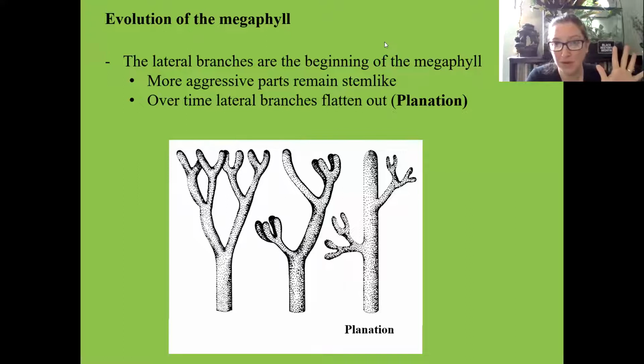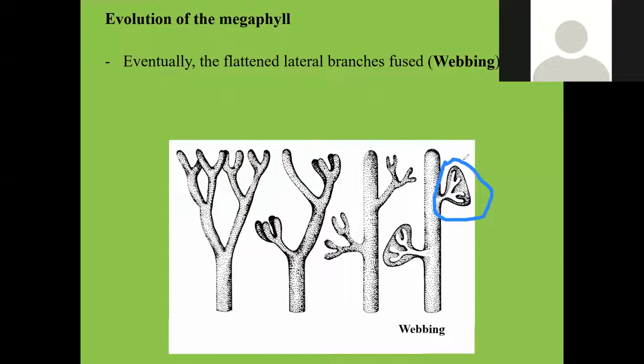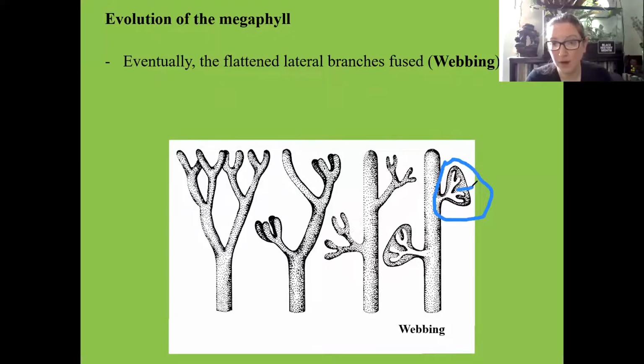So when I put my hands out to make them flat, that's kind of what this here is trying to show you. These branches just kind of flattening out. And that's the second step of the evolution of megaphyll. Last but not least, the flattened branches would have had some webbing occur, or they would have become fused together. And once that occurred, here's that webbing right in the middle, and the result is a megaphyll. It's a megaphyll.